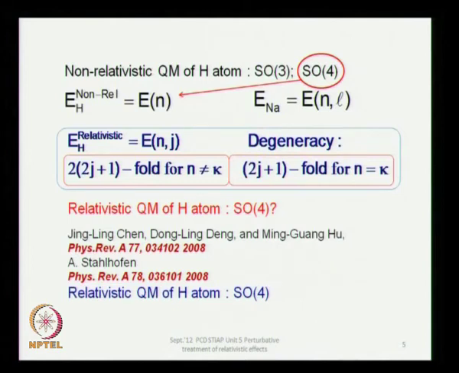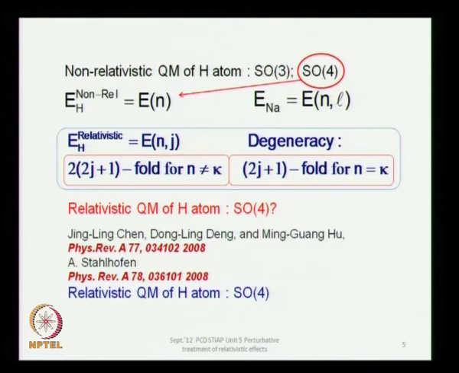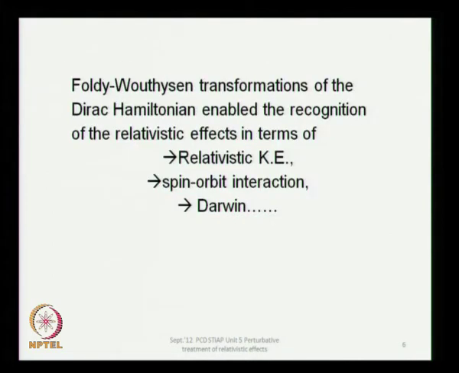And you might want to read up these papers, it is always nice to read some original literature, and these questions on whether or not the relativistic hydrogen atom has SO4 symmetry is addressed in these papers. And it turns out that the conclusion of these papers is that the relativistic hydrogen atom does in fact have the SO4 symmetry. But this is a matter of considerable detail, and I will not have the time to address this issue very much in this course, but then we will move on to some of the other relativistic effects.